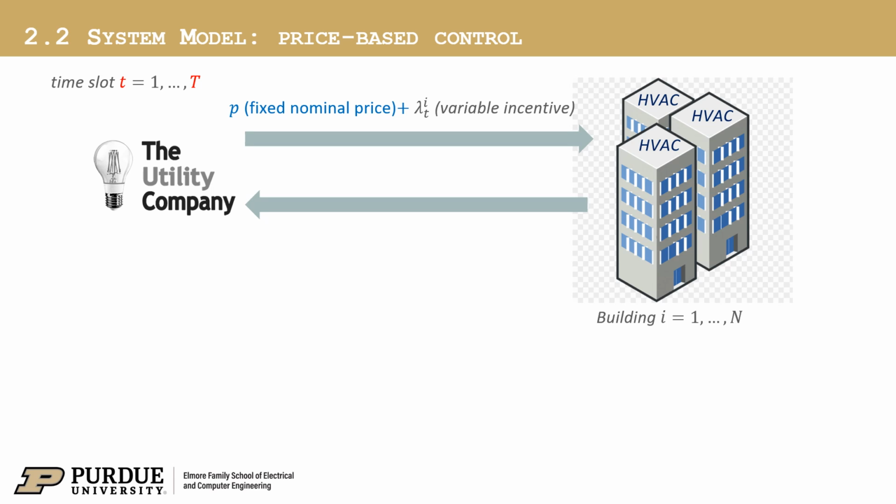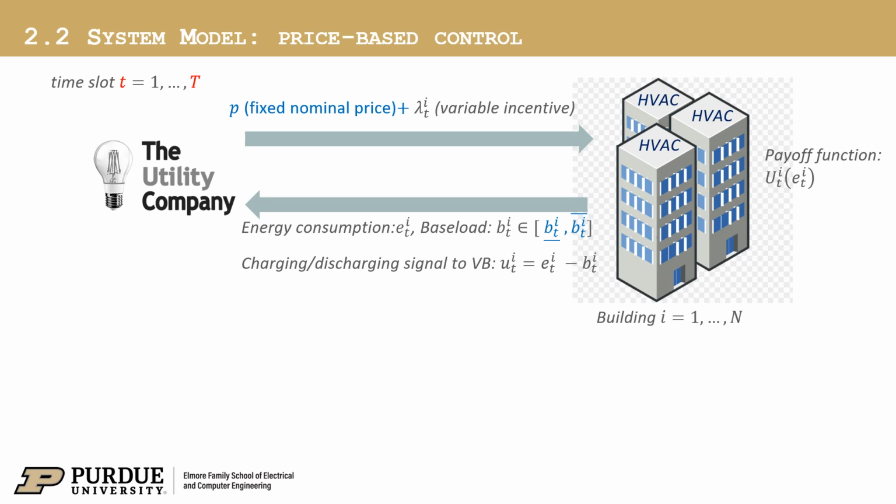Note that when the price is within this reserve price range, the building is free to choose its own response, e_t^i, decided by a payoff function known only to buildings but not to the utility. Its response e_t^i can be measured by the utility. Also, the building has to declare its real-time baseload consumption, which falls within the prediction range given day ahead. If we subtract b_t^i from e_t^i, we get a signal u_t^i. Each building's current SOC can be updated by this value. Lastly, if the price hits the reserve price, the utility will instruct the building with the target response.